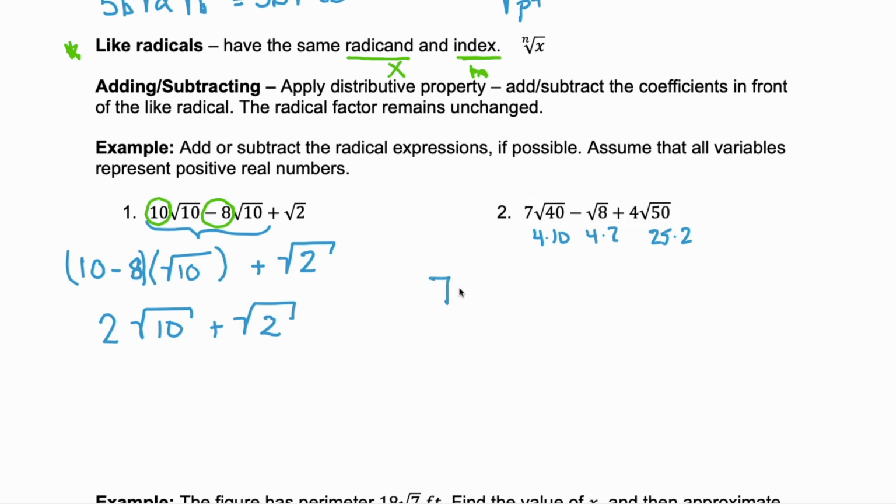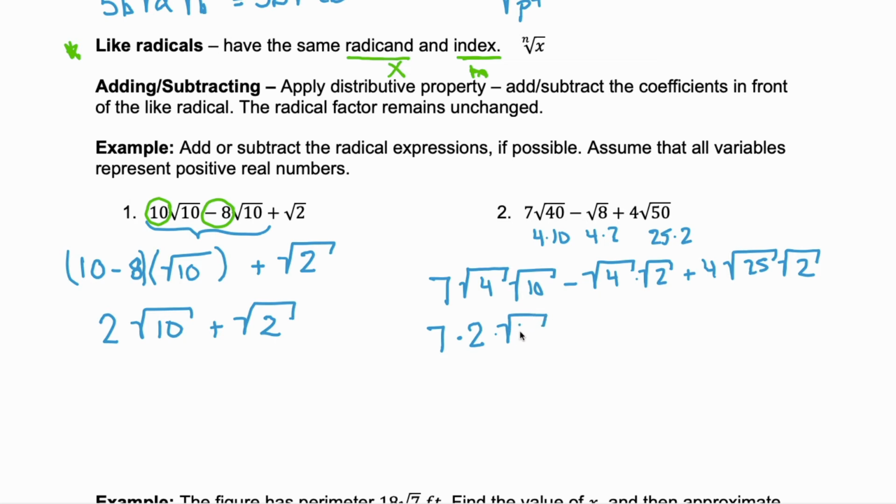The first would be 7 times the square root of 4 times the square root of 10, minus 8, which is the square root of 4 times the square root of 2. And our last term is 4 times the square root of 5 times the square root of 2. Now let's just simplify each little piece. 7 stays the same. Square root of 4 is 2. Remember, we're multiplying these things. Square root of 10, we can't simplify.